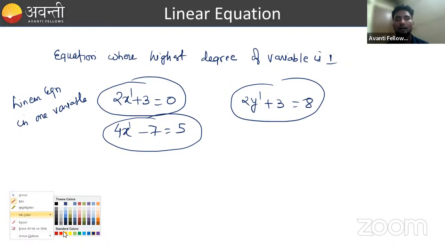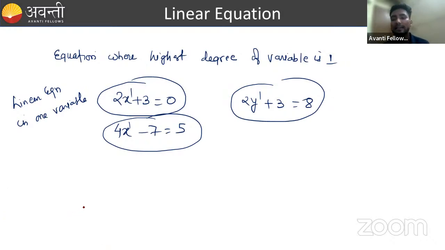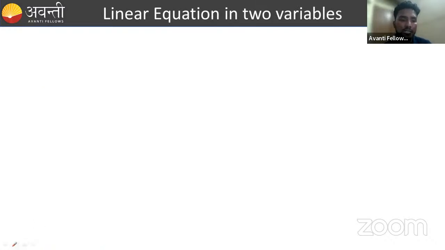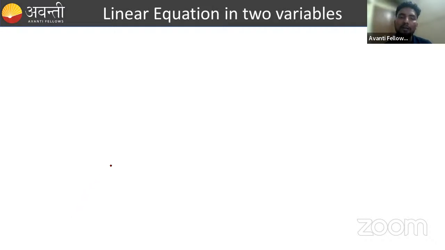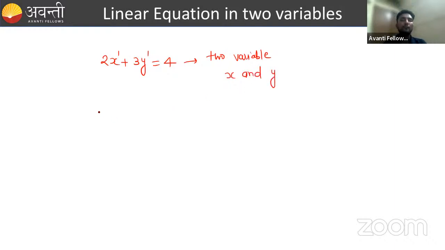Okay, now if I will talk about other equation like linear equation in two variable. So it means it is only the same thing, but here there will be two variable. Okay, there will be two variable. So I can write like this. Suppose I am writing 2x plus 3y is equals to 4. So now you can see the highest degree is 1 and also there are two variables involved. Okay, one is x and other one is y. So this kind of linear equation is called as linear equation in two variable.